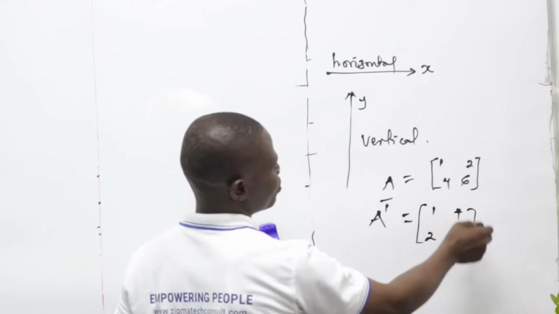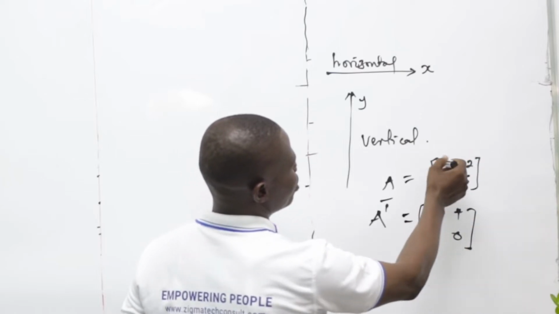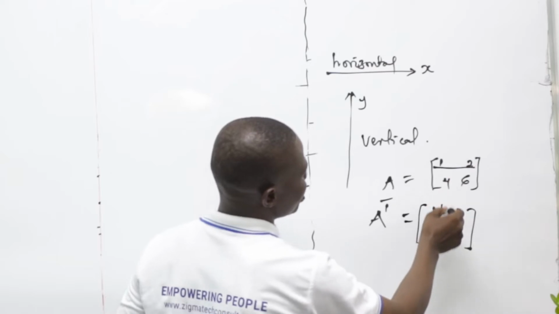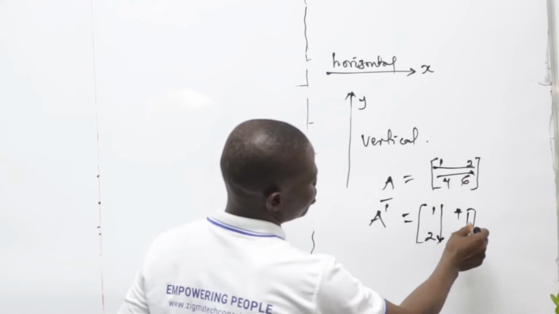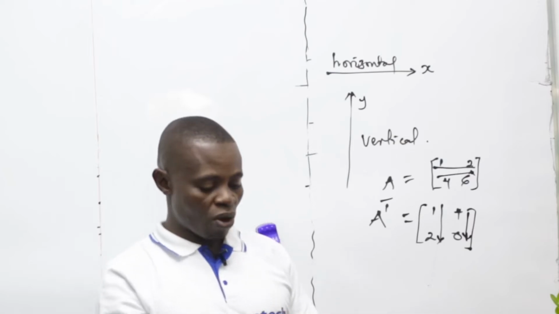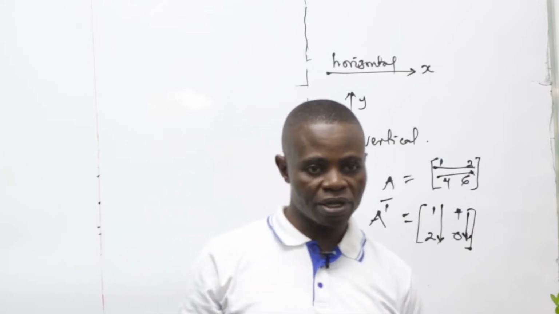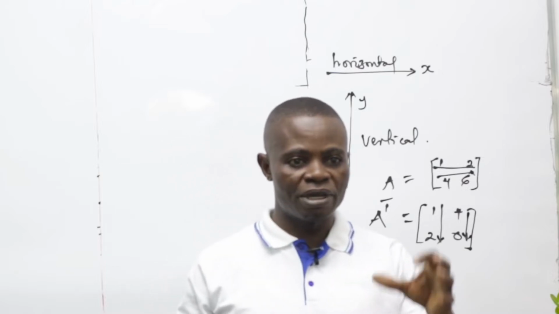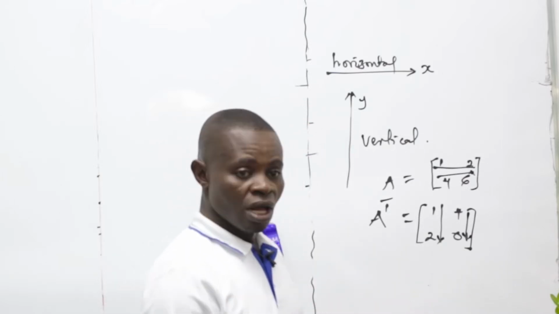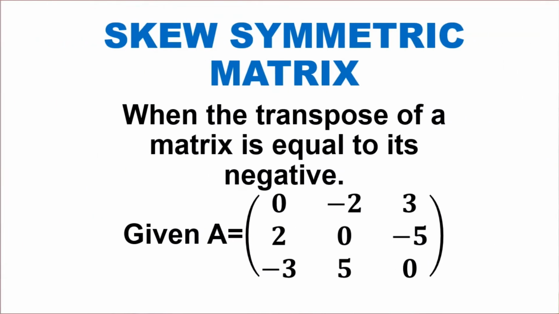Can you see that you have transformed this? This is the row, bringing it to column. The row, bringing it to column. You call it a symmetric matrix. Another one we have is the skew symmetric matrix. A matrix is skew symmetric when the transpose of the matrix is equal to its negative. Look at that sample there.